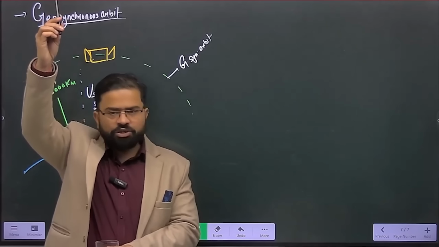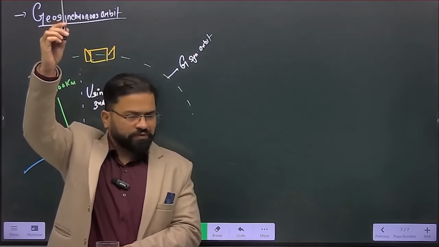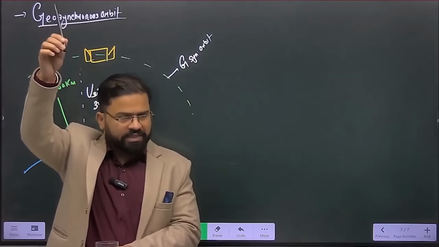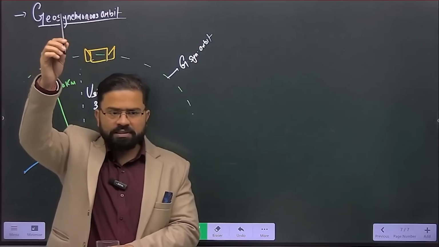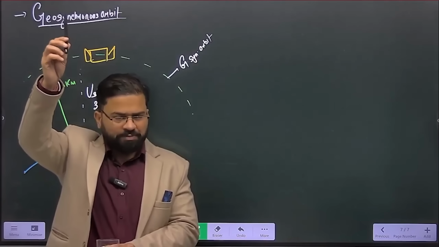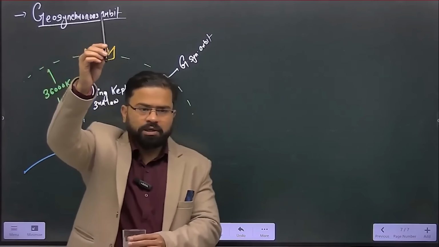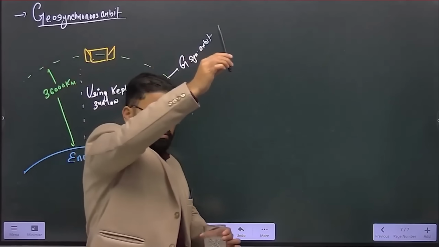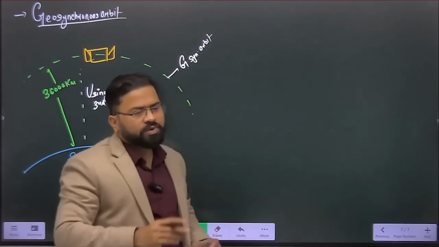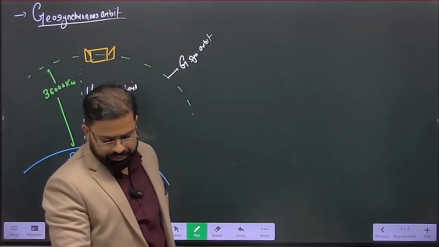What I have discussed is that at 36,000 kilometers from the surface of the Earth, there is a geosynchronous orbit. In that orbit, the satellite's orbital speed will be equivalent to the Earth's rotational speed. That means it will be continuously over Delhi itself.